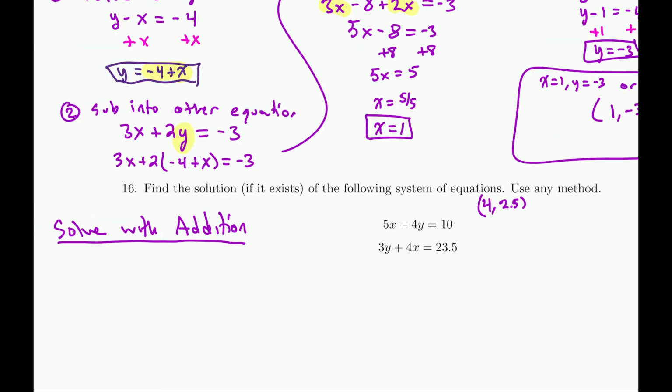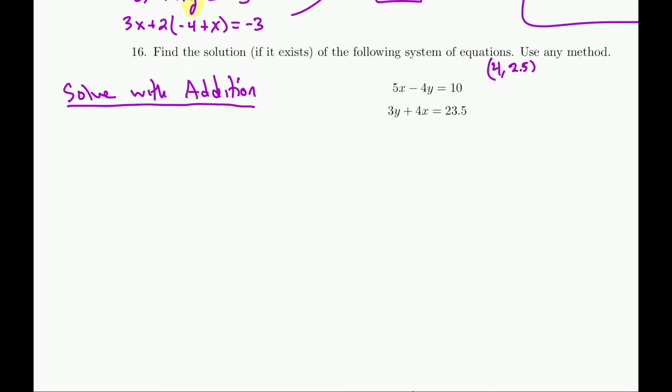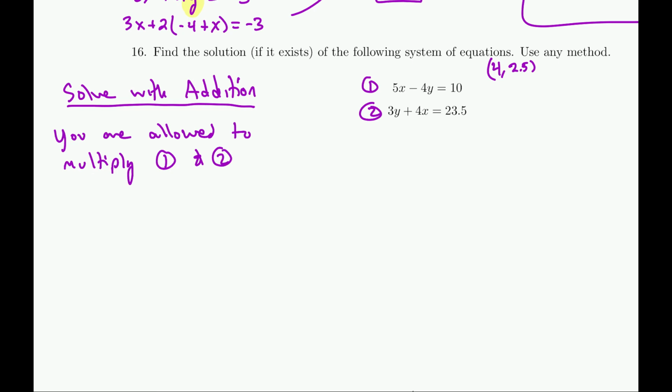So addition is this idea. You're actually allowed to add an equation to another equation. So I'll write out what you're allowed to do. You are allowed, let me just number these, 1, 2. You are allowed to multiply 1 and 2 by any number. And you can do a different number for each one. You can multiply by any number and the equation is still valid.